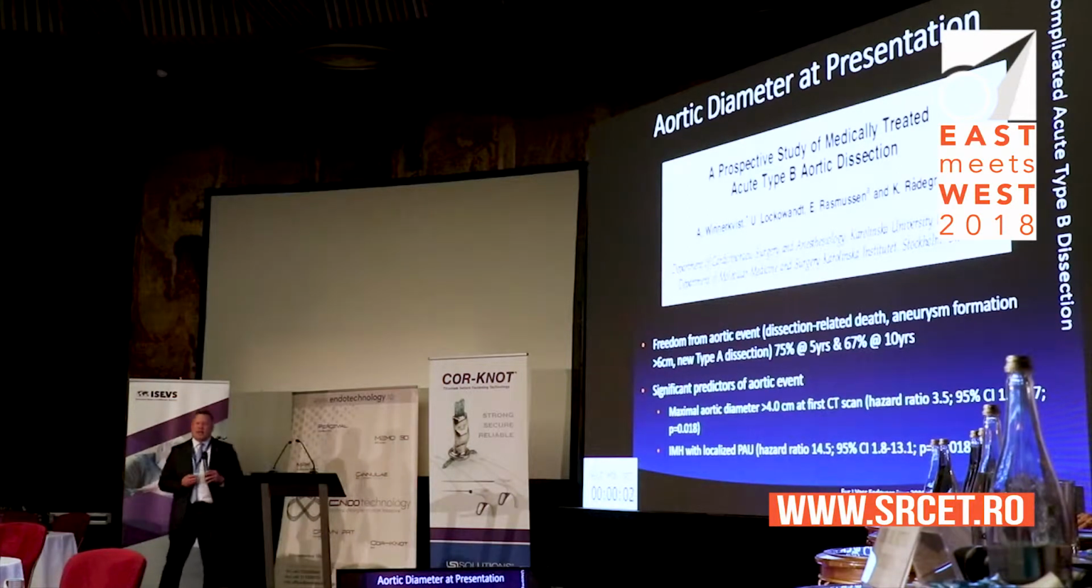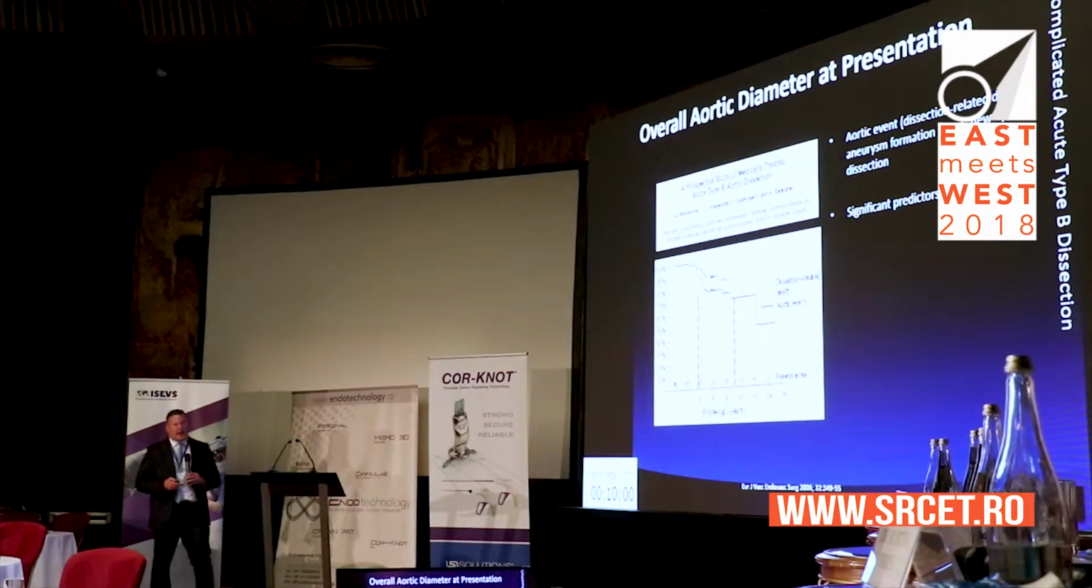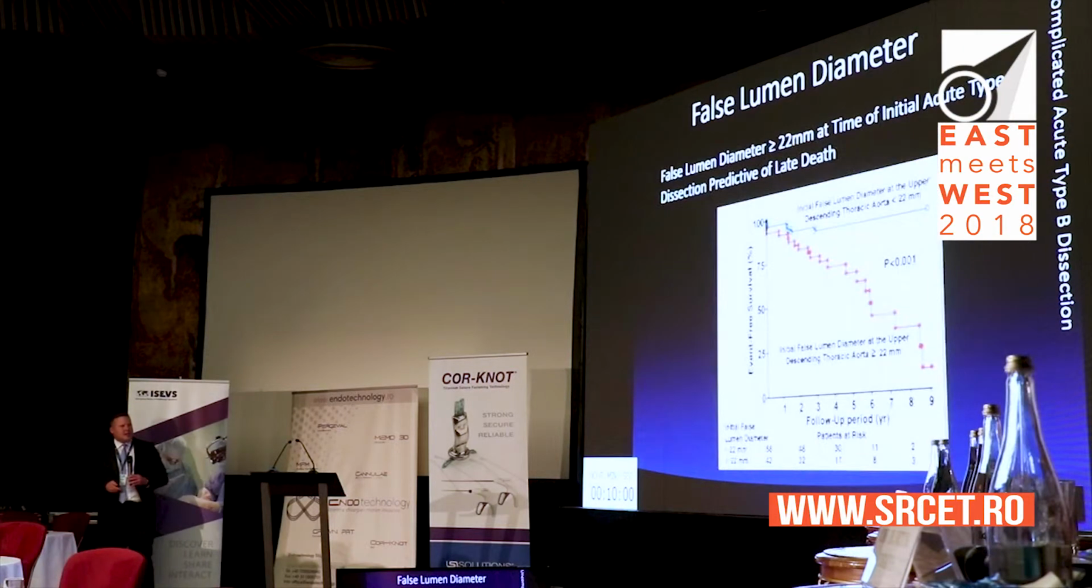In addition, we need to revisit or reconsider the sizing diameters for these patients. And so you could see that this study showed that an aortic diameter greater than 4 centimeters at presentation of the type B was a differentiator and had a higher aortic-related death in these patients. So we need to think about our sizing criteria for type B dissections, not just the dissection itself.